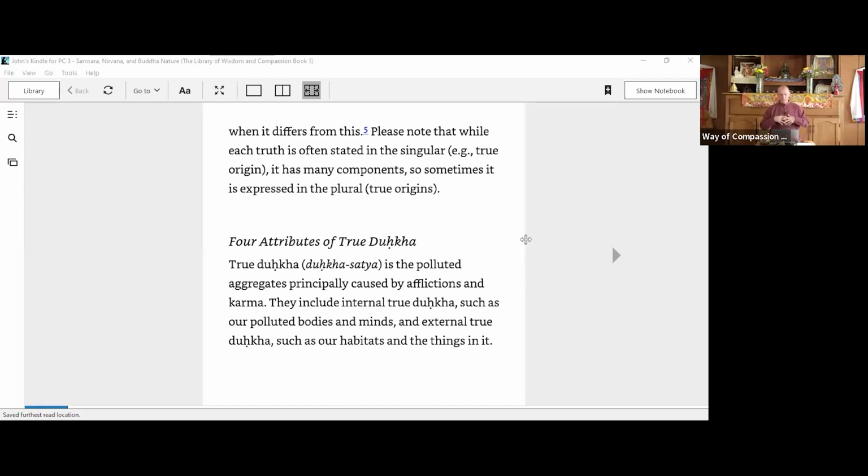Okay, so we've got these polluted aggregates, these 5 aggregates, and they're principally caused by afflictions and karma. They include internal true dukkha, such as our polluted bodies and minds, and external true dukkha, such as our habitats and the things in it. So samsara is this environment we're living in, as well as how we're experiencing it with our minds and our bodies, how we're experiencing ourselves.